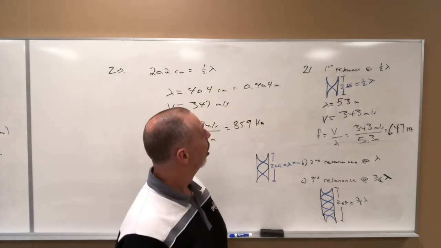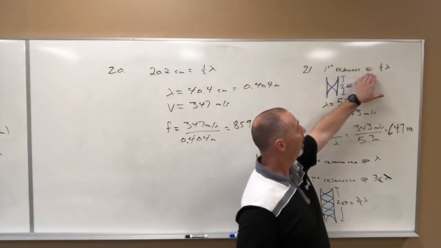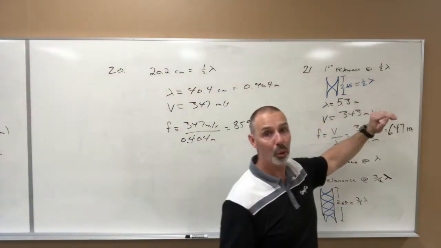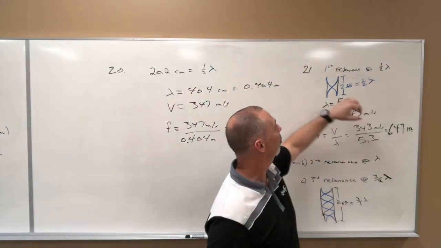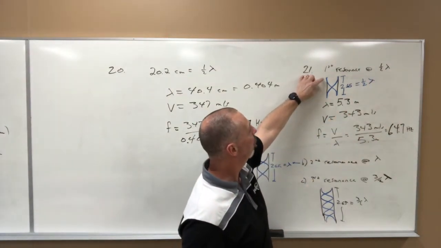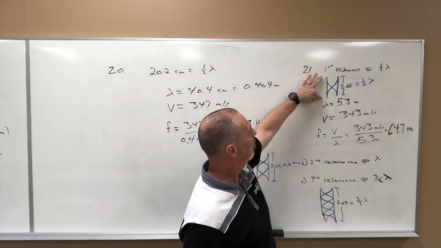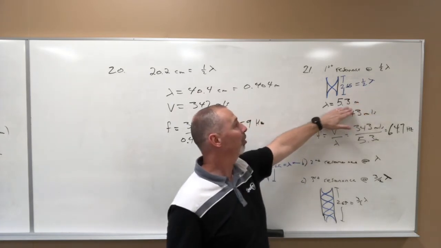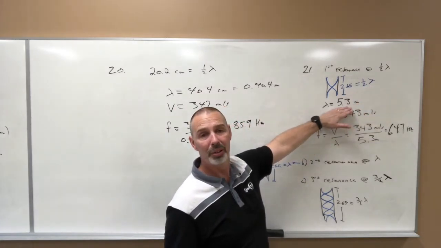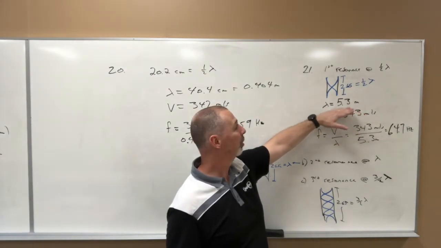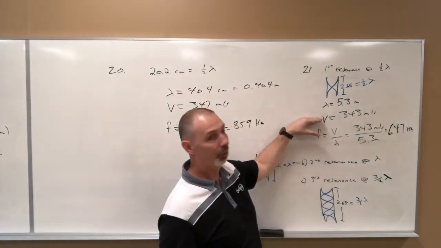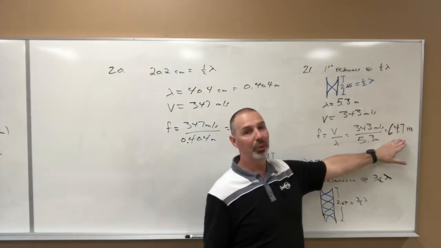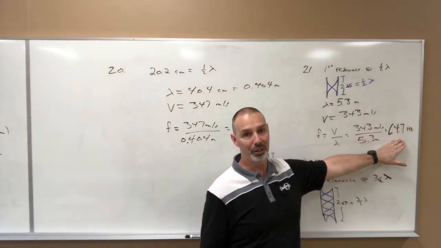So first resonance, always in an open column of air, happens at 1/2 the wavelength. If this was a closed column, it would be 1/4 of the wavelength, but it's 1/2 the wavelength. So if I draw this out, here's our open column. We've got our opening at the top and at the bottom. It's 2.65 meters long, and that has to equal 1/2 the wavelength. That means the wavelength is 5.3, right? If 2.65 is 1/2, 5.3 is the wavelength. Velocity was 343. Frequency is velocity divided by wavelength, and we get a frequency of 64.7.